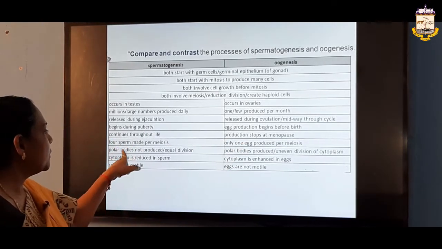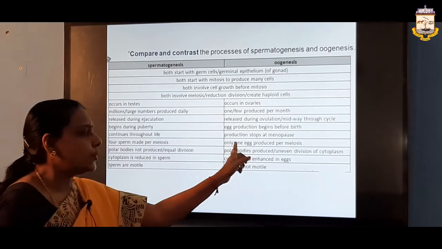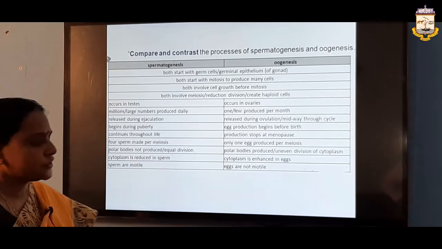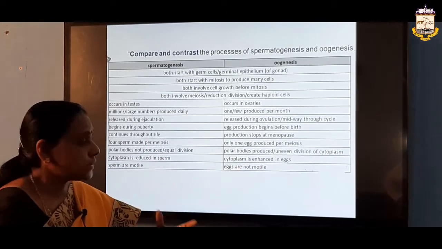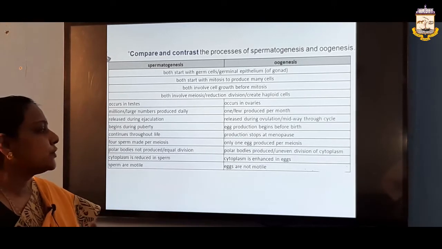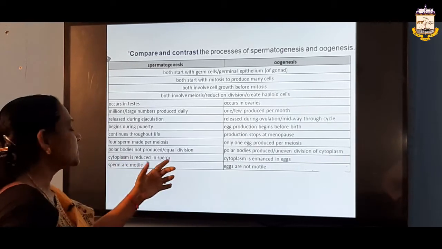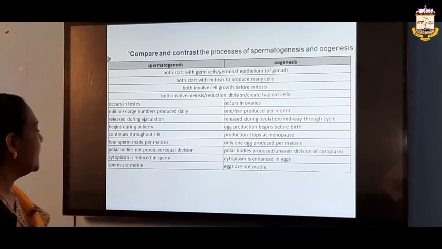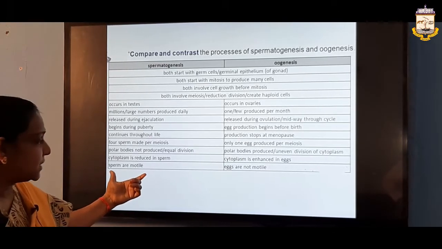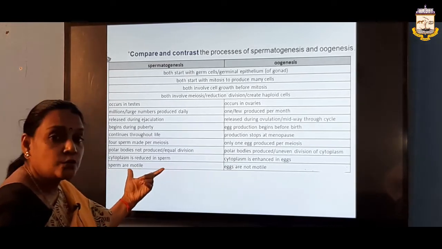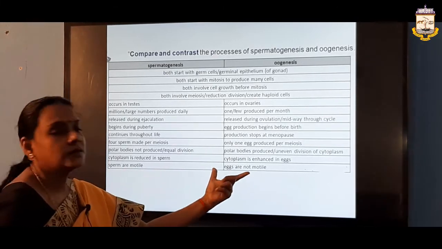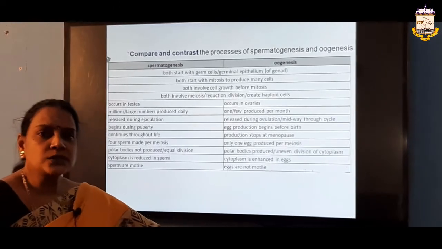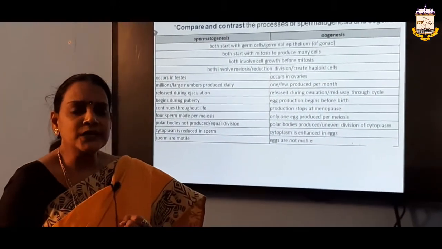Here 4 sperms are made per meiosis, whereas only 1 egg is produced per meiosis. In sperm, polar bodies are not produced and the division is equal, whereas in oogenesis polar bodies are produced and uneven division of cytoplasm is seen. Cytoplasm is reduced in the sperm, whereas enhanced cytoplasm is seen in the eggs. The sperm are motile, that means they can move, they are locomotive, whereas the eggs are non-motile.